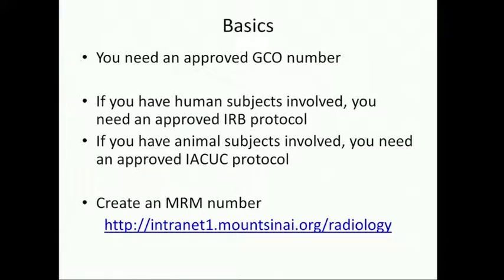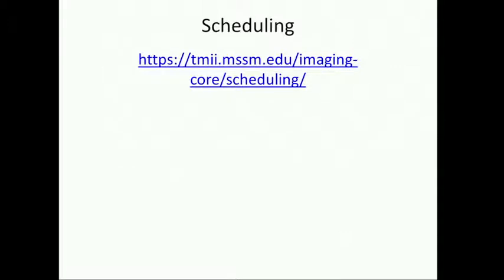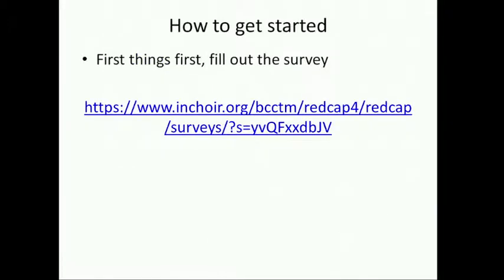In addition, if you're using human subjects, you need to create an MRM number, which you can do on the Mount Sinai intranet here. I'm not going to do this today since I don't have an approved IRB protocol. And you'll need that number in order to fill out the form and get started with your imaging project as well. So this is a number that you'll use to enter your subjects. I'm going to come back to this scheduling link later. First things first, you're going to want to fill out the survey.